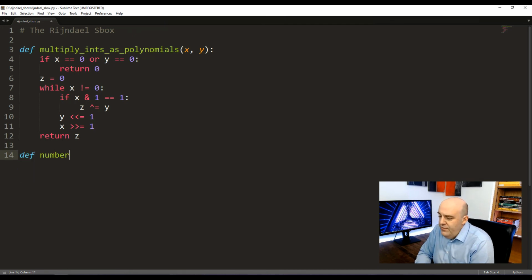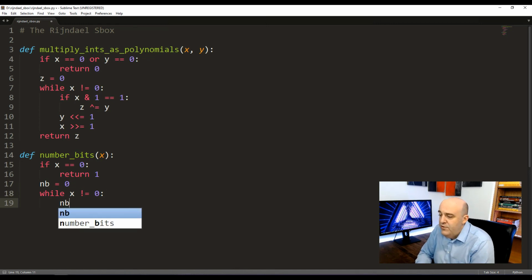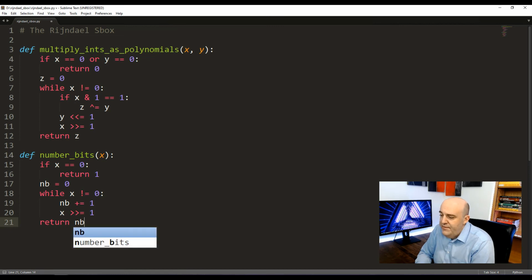The next thing we have to do is write a function for the number of bits of x. If x is 0, we'll just return 1 because 0 takes 1 bit to store. Otherwise, we'll define nb to be the number of bits, kind of like a running sum. And as long as x is non-zero, we know that x has some non-trivial bits in it. And we just increment nb by 1, and then right shift x over, and we keep going like that until x is eventually 0. And we pick up the number of bits in that way, and then we return it.